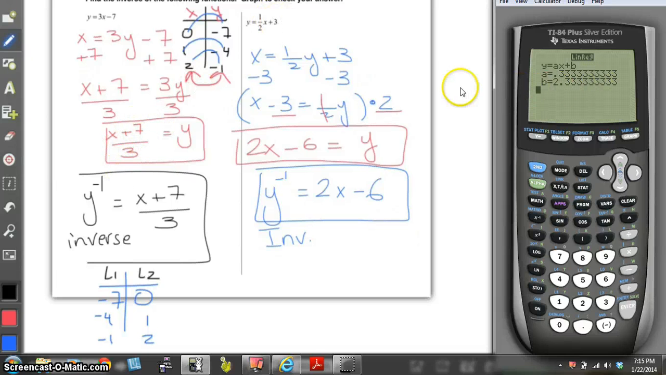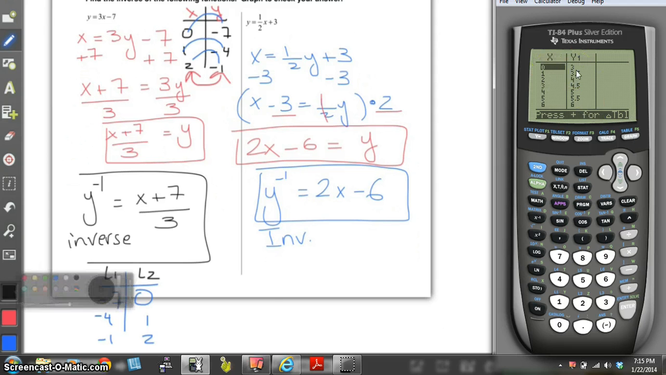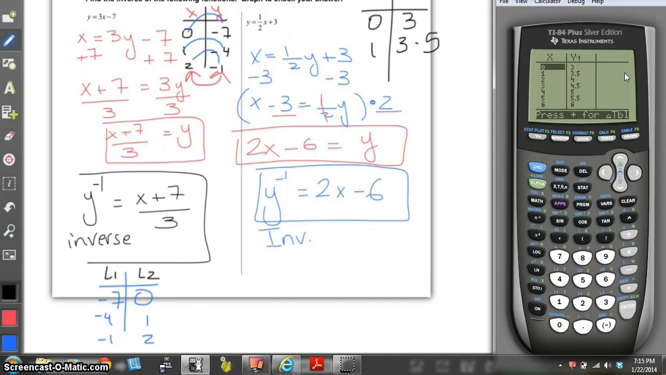Now let's try it for this one. Again, you go to y equals. Now you would put half x plus 3, and then you go to second table. You will get certain points, get 3 of those: 0, 3, now 1, 3.5, and 2, 4.